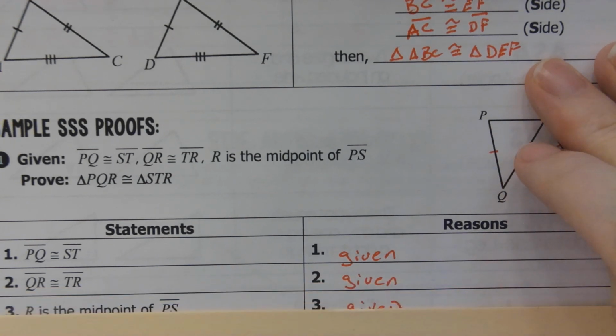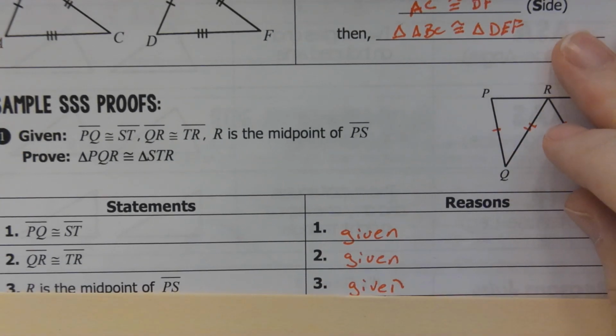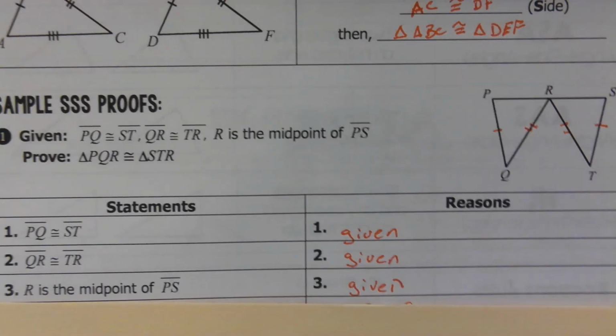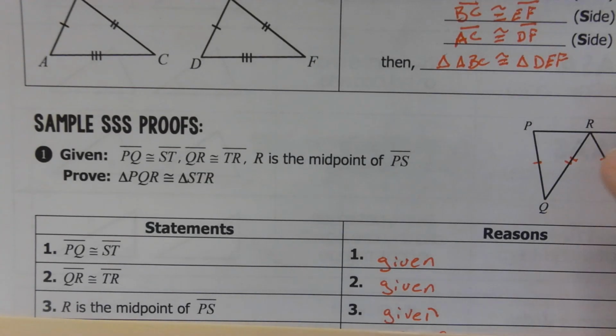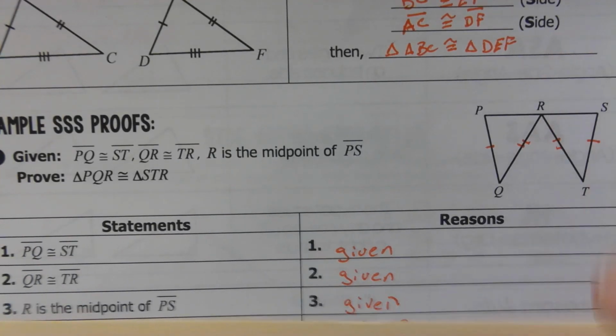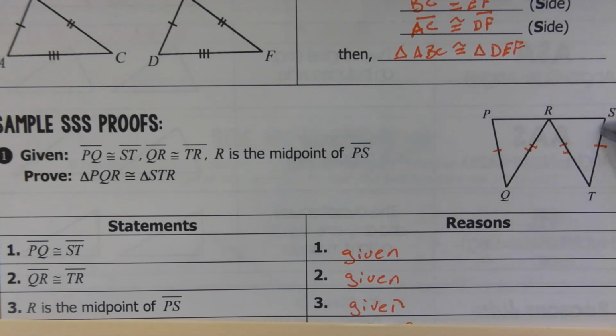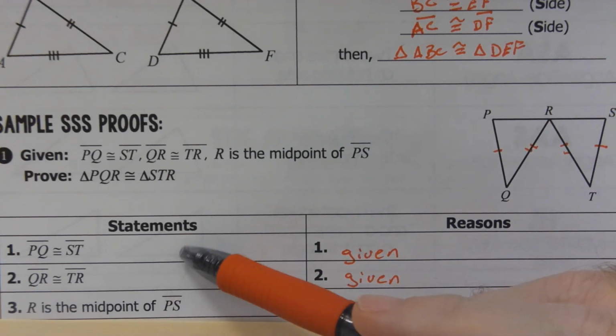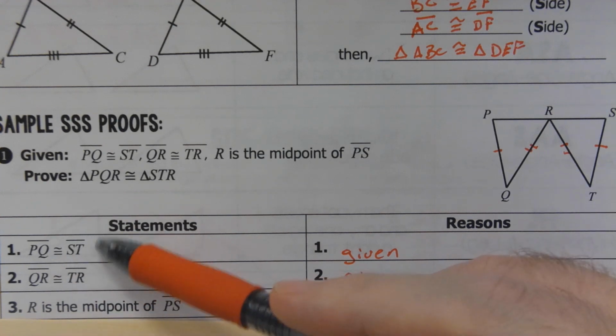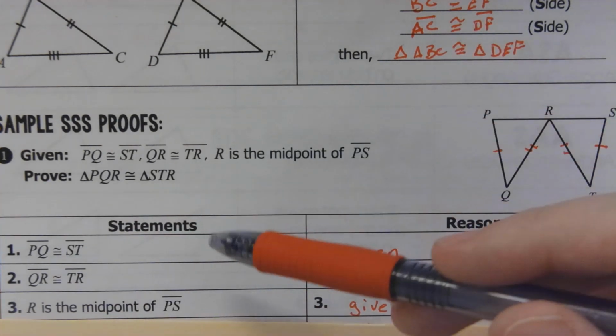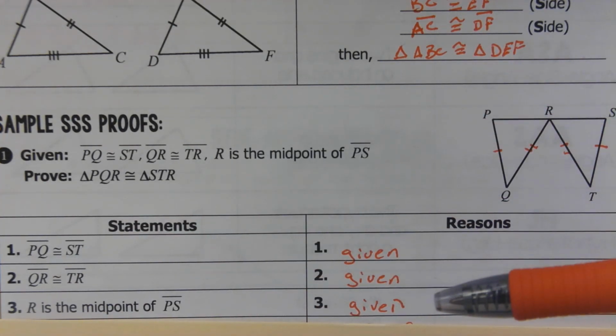So we write out our givens. We're given this picture, and so we write out the statements that we were given. This is called a two-column proof.